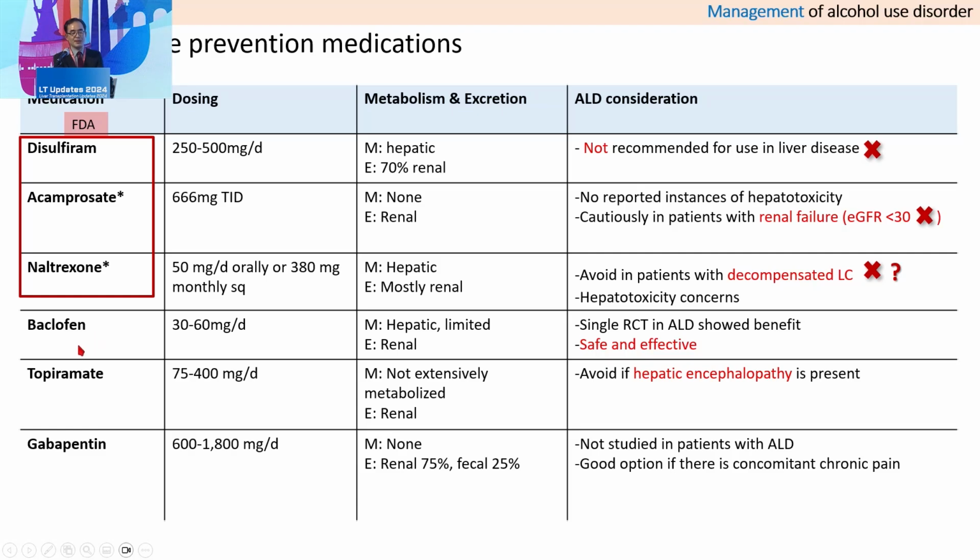Baclofen shows promise in liver disease, being both safe and effective. Topiramate should be avoided in hepatic encephalopathy, and gabapentin is useful when chronic pain is present, but hasn't been studied in liver diseases.